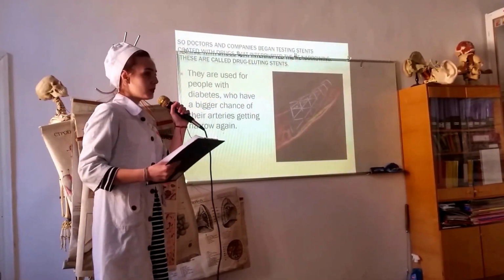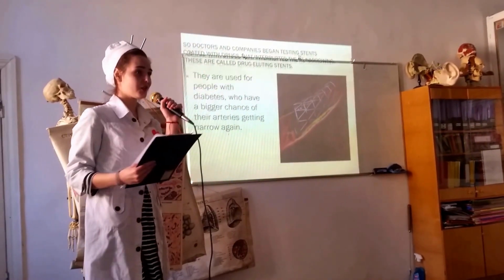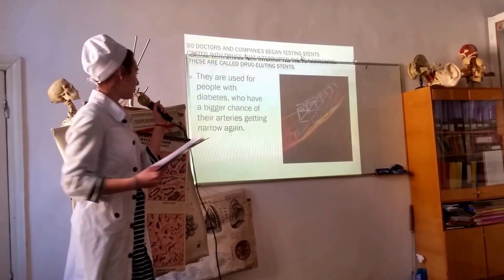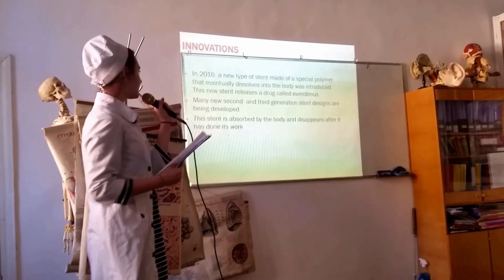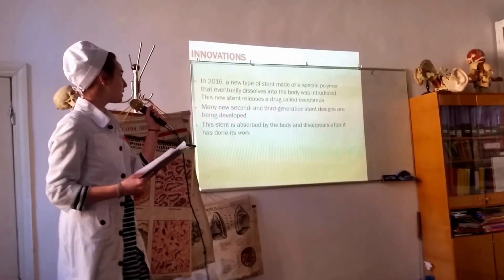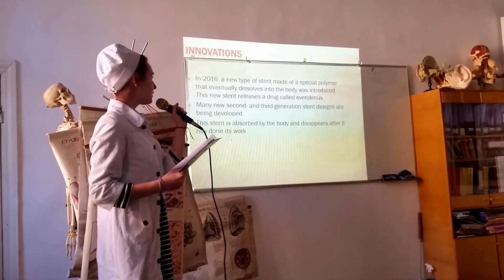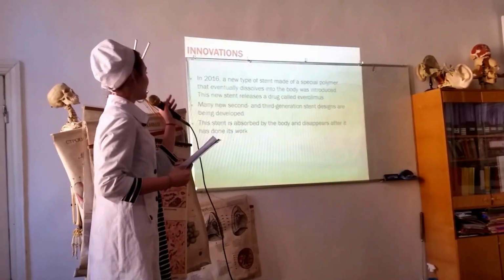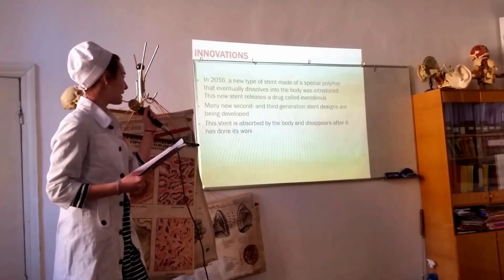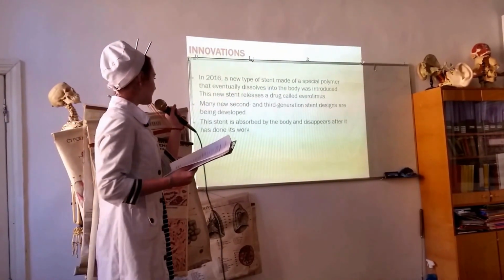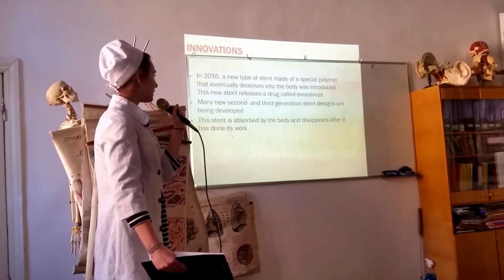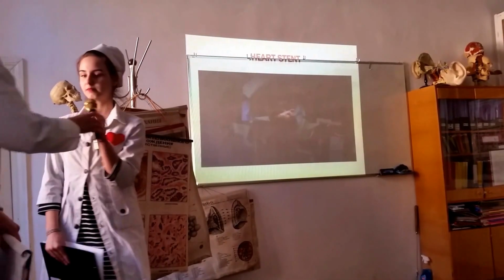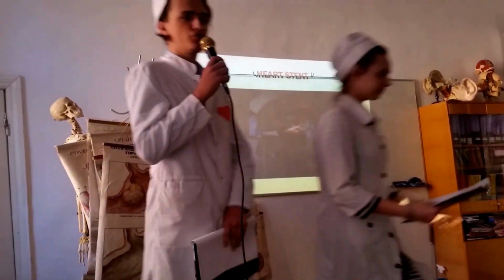They are used for people with diabetes who have a bigger chance of their arteries getting narrow again. In 2016, a new type of stent made of a special polymer that eventually dissolves in the body was introduced. Many new second and third generation stent designs are being developed. This stent is absorbed by the body and disappears after it has done its work. This video will show you what a stent actually is.